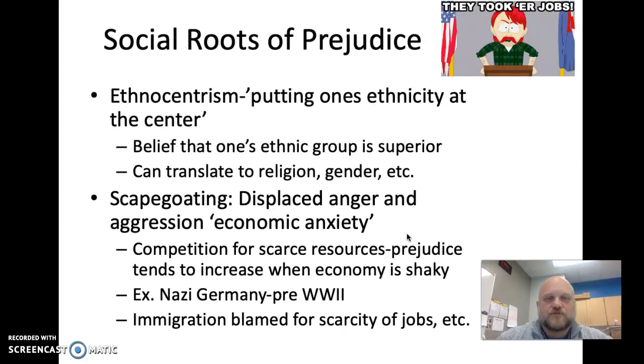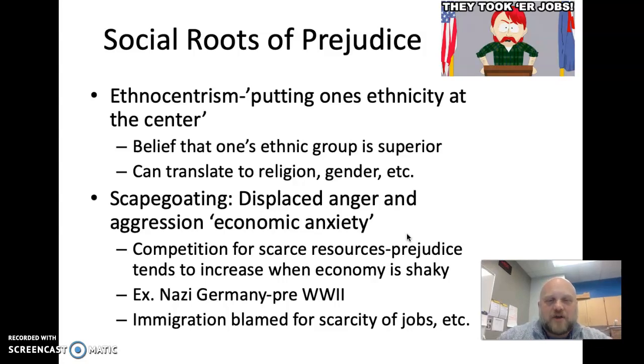First we look at social roots of prejudice. One, this term here at the top, it's not in your book, but you should know it: ethnocentrism. This is putting one's ethnicity at the center. It could be not only race, but ethnicity, religion, or gender, just any kind of group of people like that. It's the belief that one's ethnic group is superior. If you feel like your group is better than others, and that all other groups should be judged in relation to yours, you would be considered ethnocentric. Yours is the standard that others should be compared to.